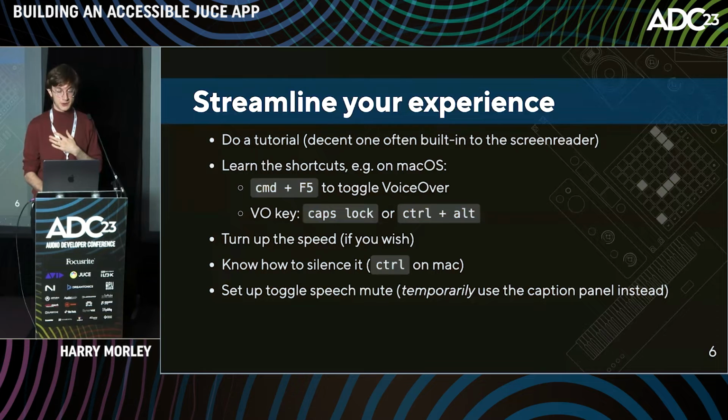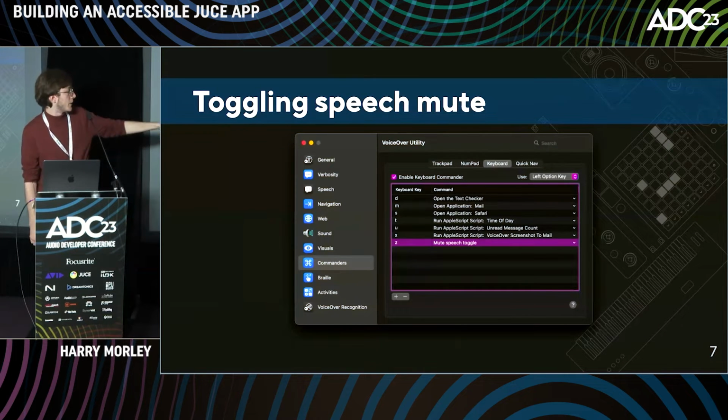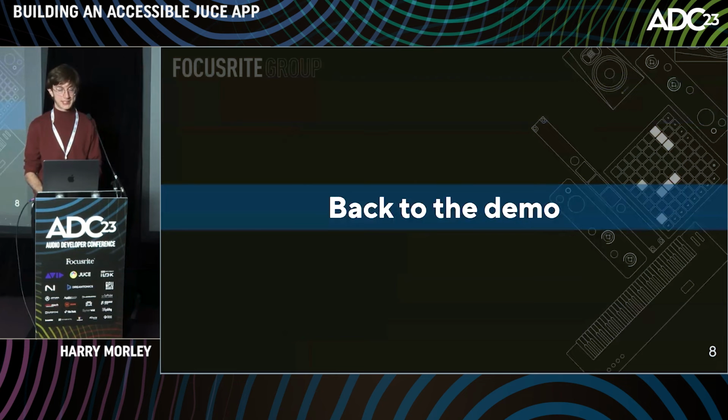To set up the toggle, you can go to VoiceOver Utility, and under Commanders, you can set up a hotkey to use with the Option key for muting speech toggle. It's very useful. So, for example, speech muted. Speech muted, but it's still on, and I can still move around the application and see what's going on. I'm going to turn it off. Speech unmuted. VoiceOver off. Turn it off for now. So, back to the demo.